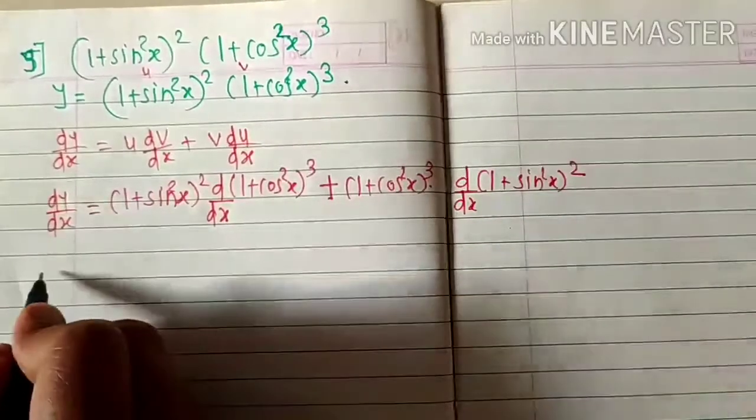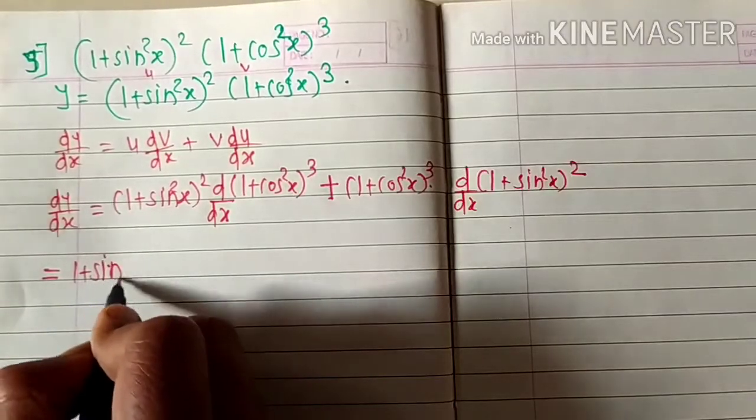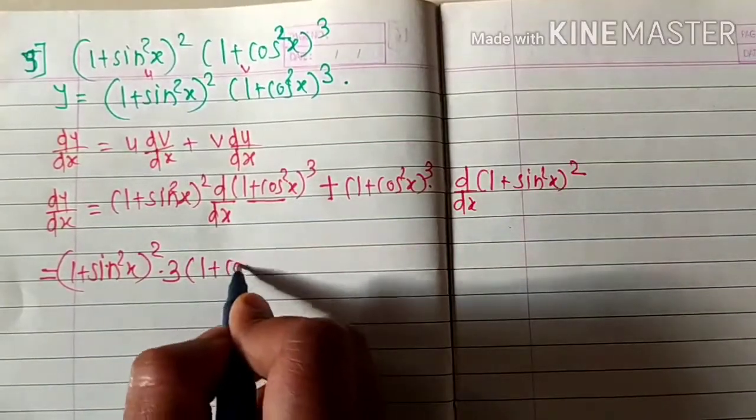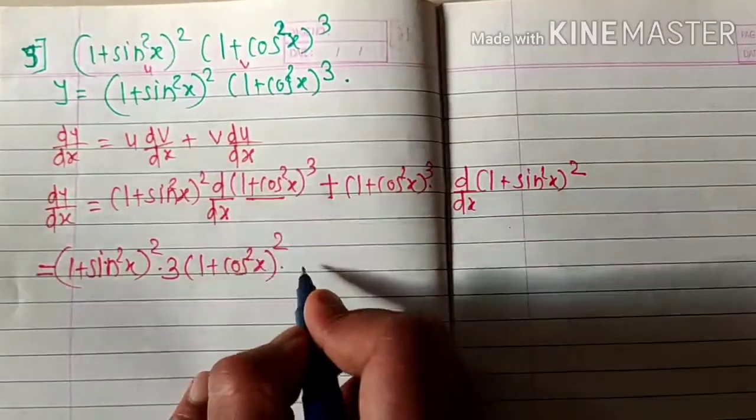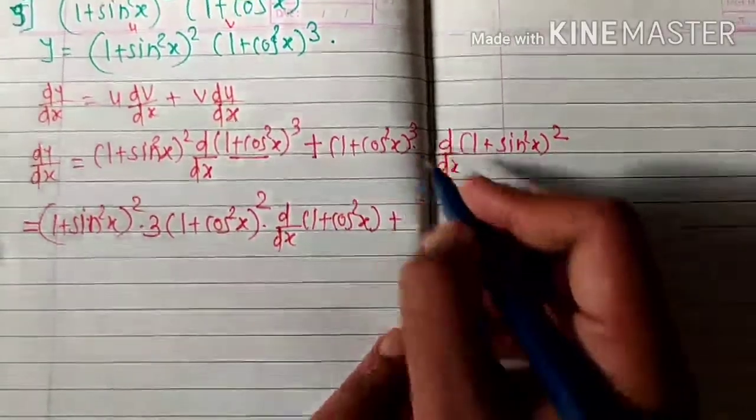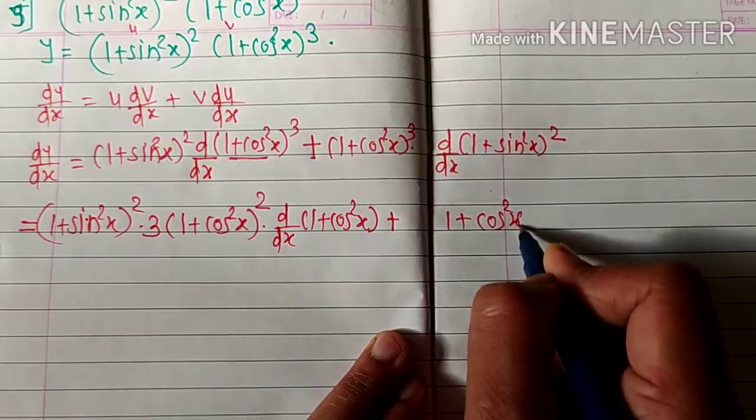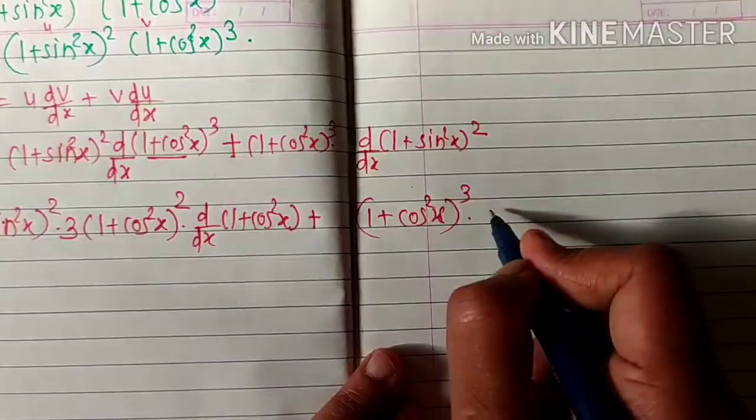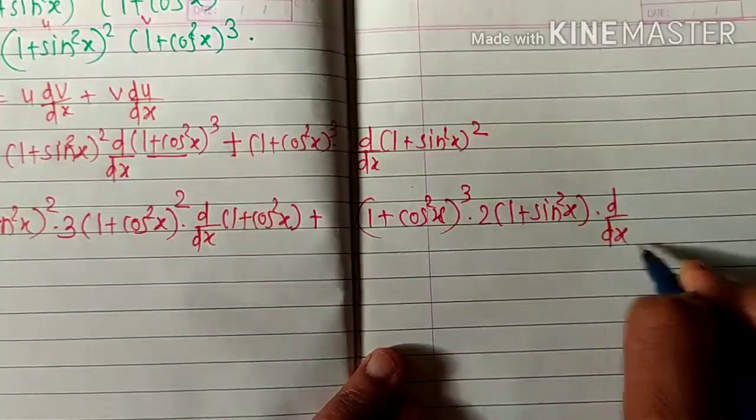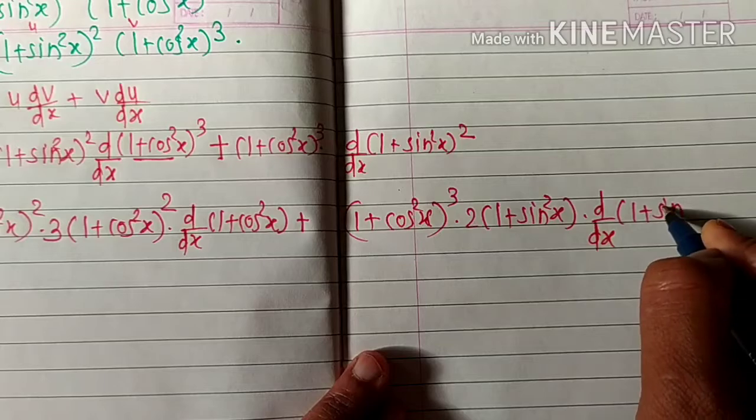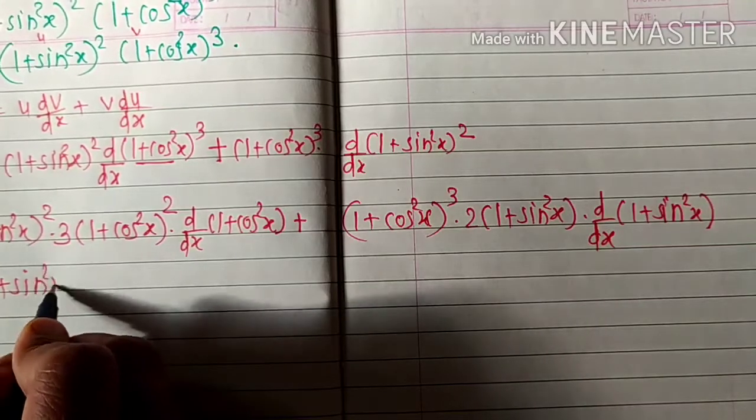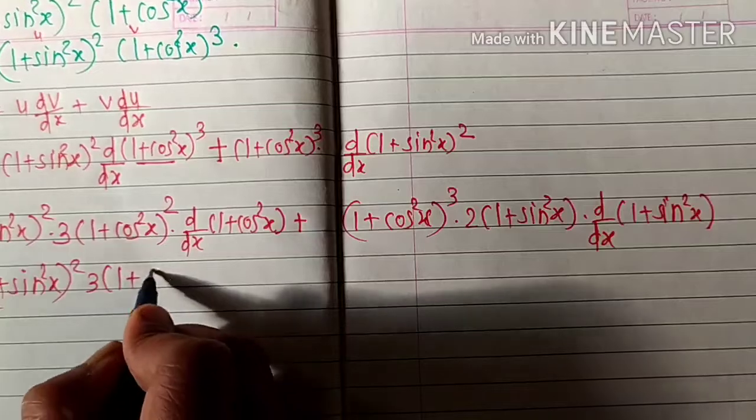raised to power 2. Okay, then this (1 plus sin square x) raised to 2 into the derivative, the x raised to n form: 3 into (1 plus cos square x) raised to power 2 into the derivative of the inside term, that is 1 plus cos square x, plus here this (1 plus cos square x) raised to power 3 is constant, but the derivative is 2 into (1 plus sin square x) raised to 2 minus 1 into the derivative of the inside term, that is 1 plus sin square x.